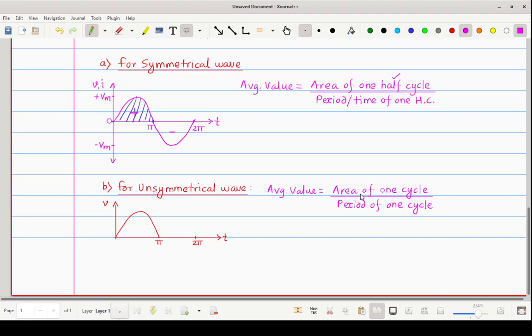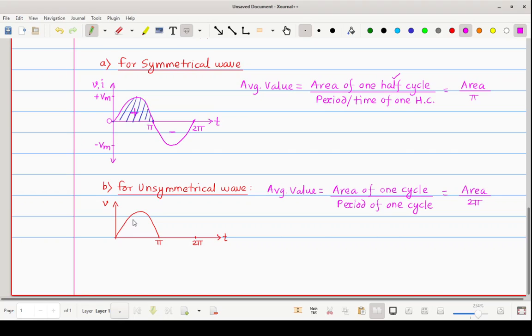Now our aim is, we need to know the area. That area we will calculate later. But here, what is the time period? Here the time period of one half cycle is pi. And for one cycle, what is the period? 2 pi. Okay. So now we will calculate the area.